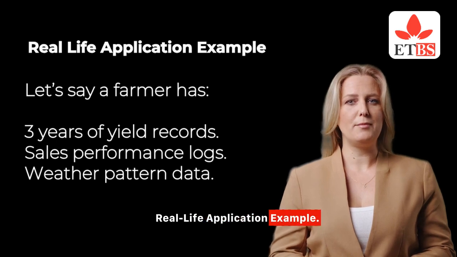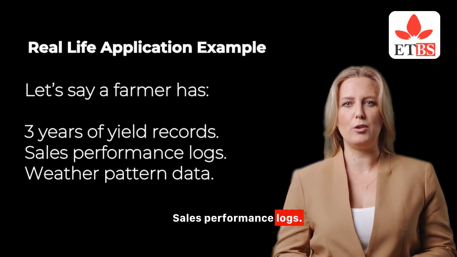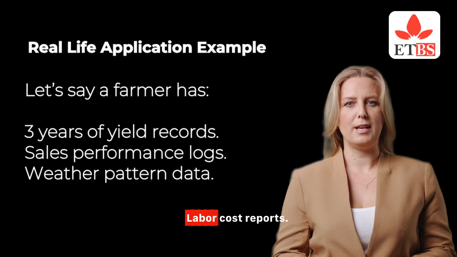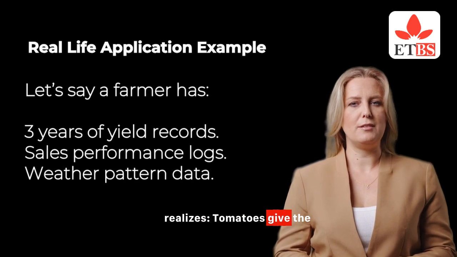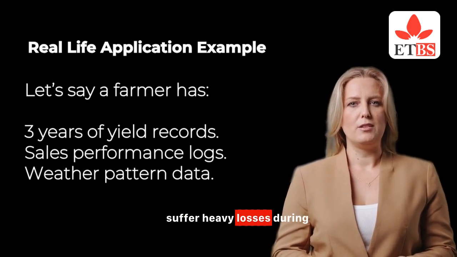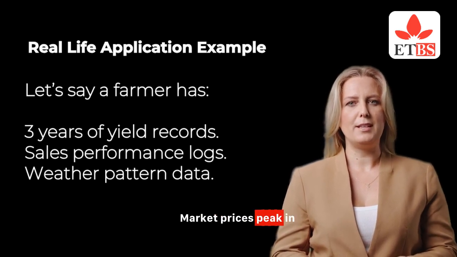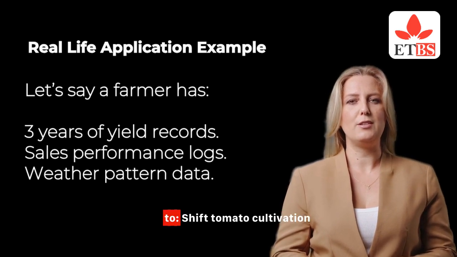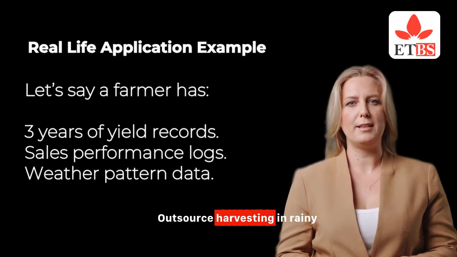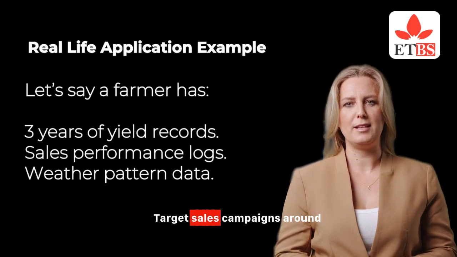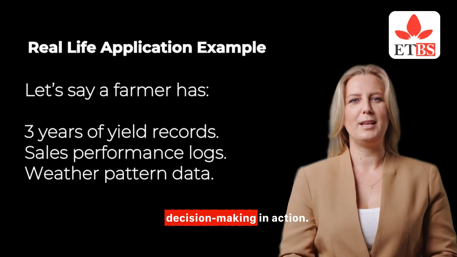Real-life application example. Let's say a farmer has 3 years of yield records, sales performance logs, weather pattern data, labor cost reports. After analyzing them, she realizes tomatoes give the best profit margin but suffer heavy losses during the rainy season. Labor cost spikes in July through September. Market prices peak in March and December. She uses this insight to shift tomato cultivation to dry season with irrigation, outsource harvesting in rainy months to cut costs, and target sales campaigns around December festivals. This is data-informed, strategic decision-making in action.